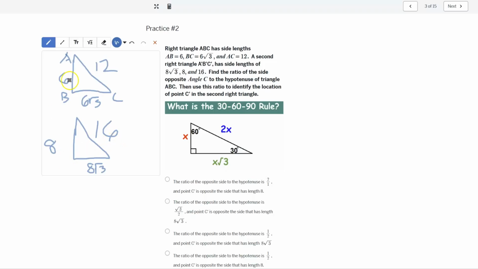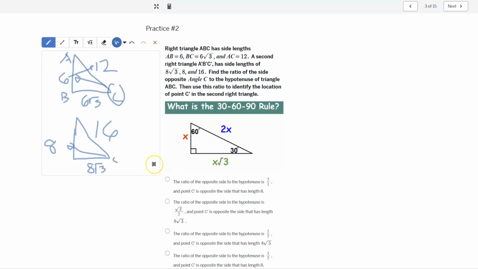Well, here we can just take a look and again, it says the ratio, the side opposite angle C. So if this was C down here, if this is C, right? The side opposite of that is 6. And this side opposite of that is 8. It says, find the ratio of the side opposite C to the hypotenuse. To the hypotenuse. So 6 to 12. And then it says, use this ratio to identify the location of point C in the second right triangle.